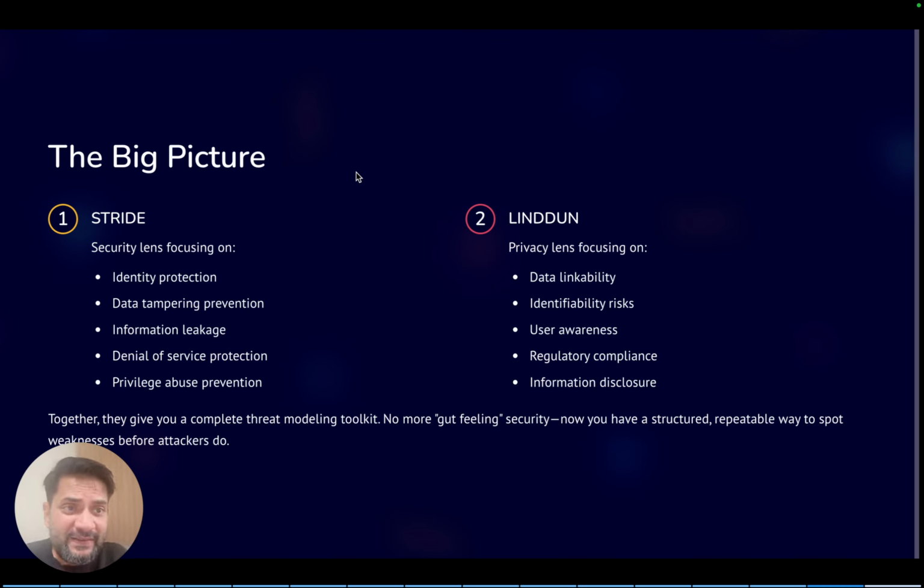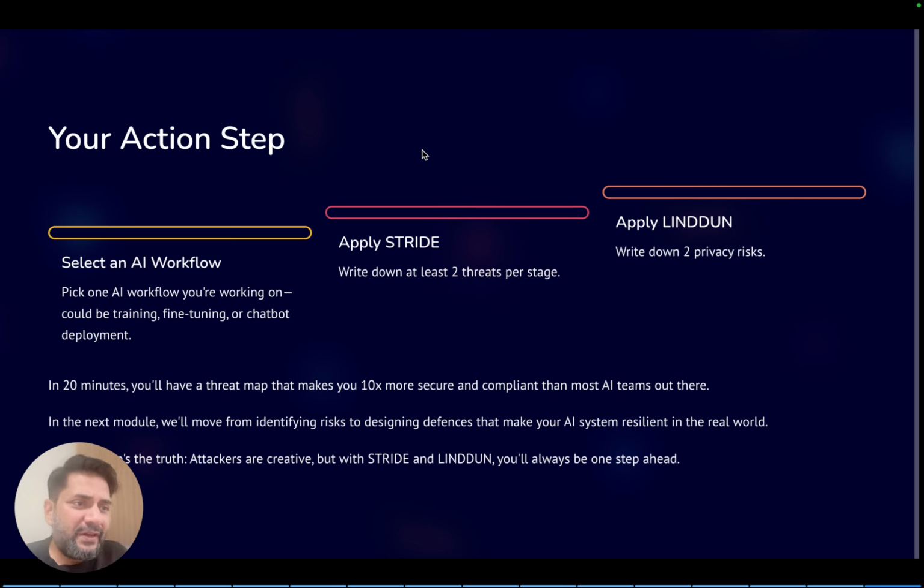Now you have a structured, repeatable way to spot weaknesses before attackers do. So what you need to do is pick one AI workflow you are working on. Could be training, fine-tuning, or chatbot deployment. Run STRIDE. Write down at least 2 threats per stage. Run LINDDUN. Write down 2 privacy risks. And that's it. In 20 minutes, you will have a threat map that makes you 10x more secure and compliant than most AI teams out there. Because here's the truth. Attackers are creative, but with STRIDE and LINDDUN, you'll always be one step ahead. Wish you the best of luck.